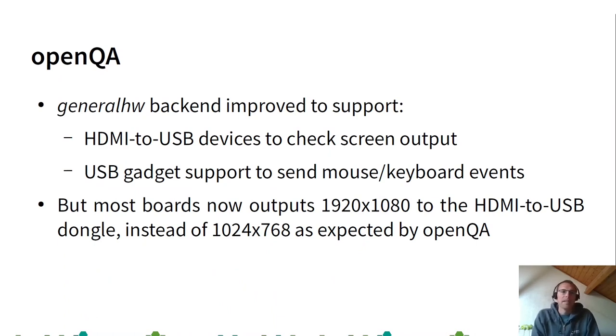The generalhw backend has been improved and now supports an HDMI to USB device to check screen output, and also USB gadget support to send mouse and keyboard events. The problem is that most boards now output high definition to HDMI, and openQA still expects a lower resolution. So we need to find a way to fix that.